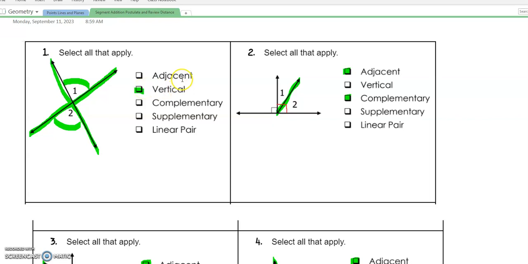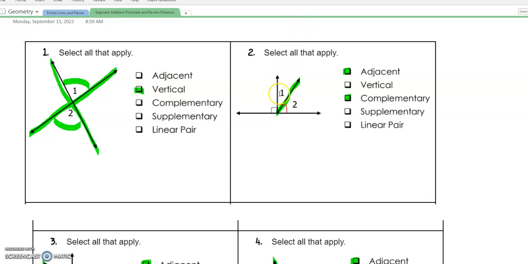They are definitely not adjacent because they do not share the same side. There is no information to indicate that they are complementary because there is nothing there to say that when you add them up they will equal 90. Likewise, there is no information there to say that they will be supplementary, and they do not form a straight line together, so they are not a linear pair. So the only choice here is that they are vertical.